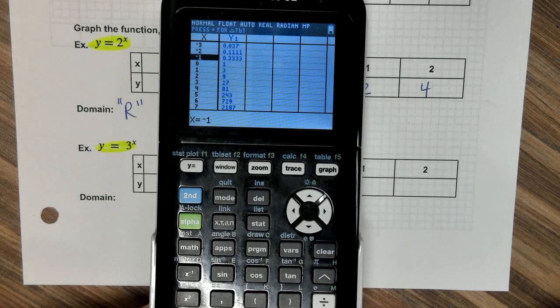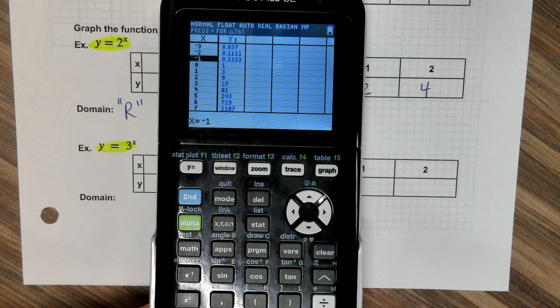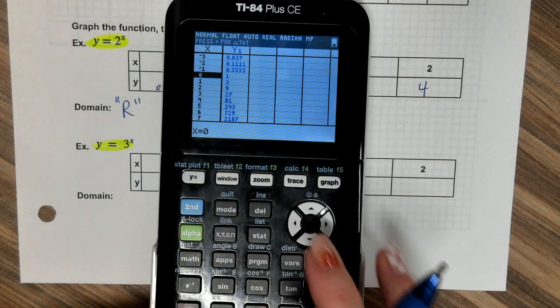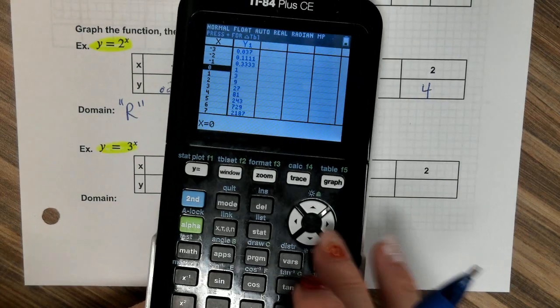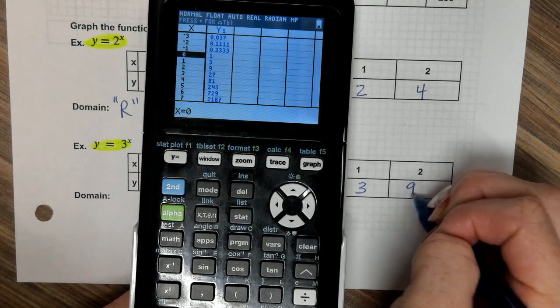When x is -1, y is 0.3 repeating. Who knows that as a fraction? 1/3. When x is 0, y is 1. When x is 1, y is 3. And when x is 2, y is 9.